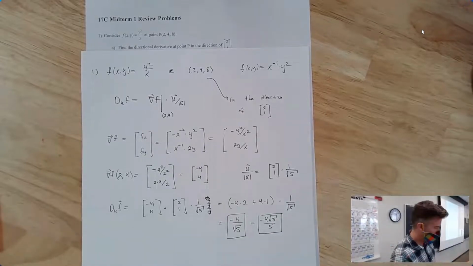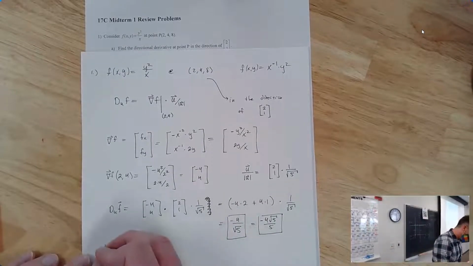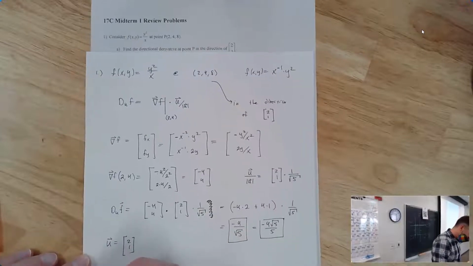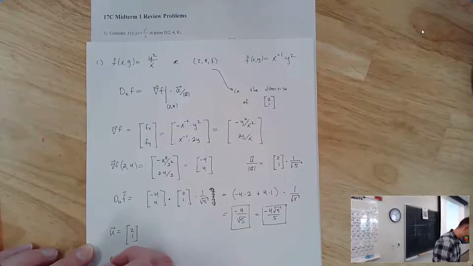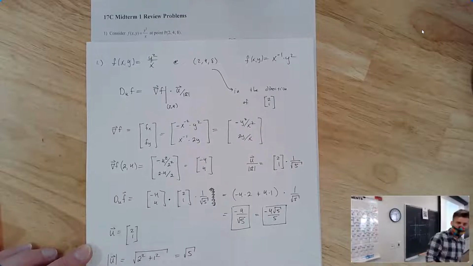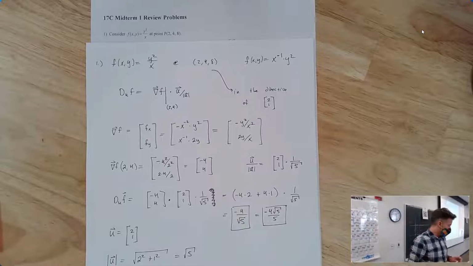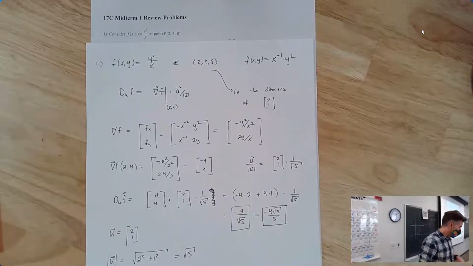How did I get root 5? Sure. So the magnitude of u, if u is equal to the vector (2, 1), the magnitude of u is the square root of 2 squared plus 1 squared, which is the square root of 5. That's how we're getting square root of 5 there. Other questions about it? We've got more to do with this one.